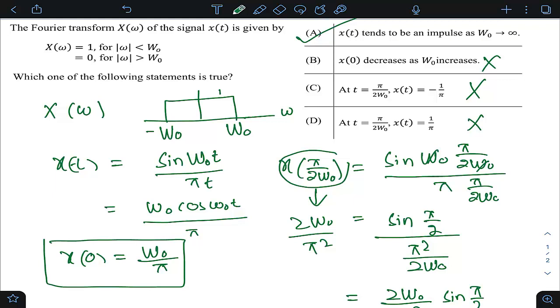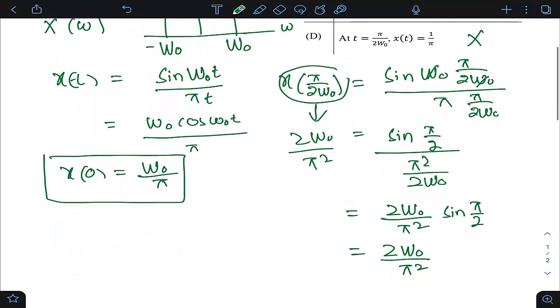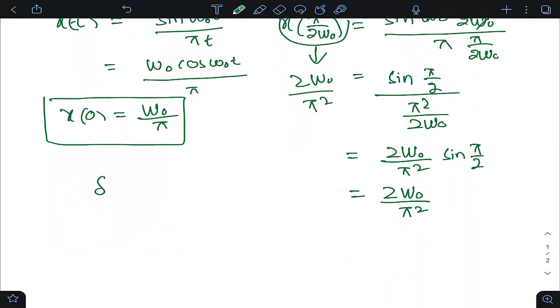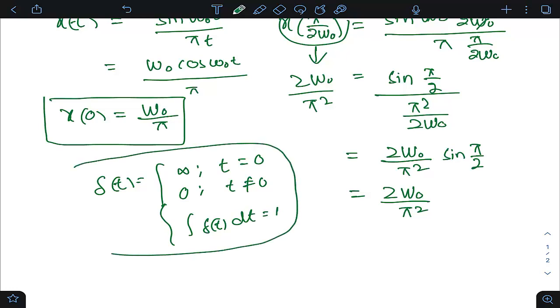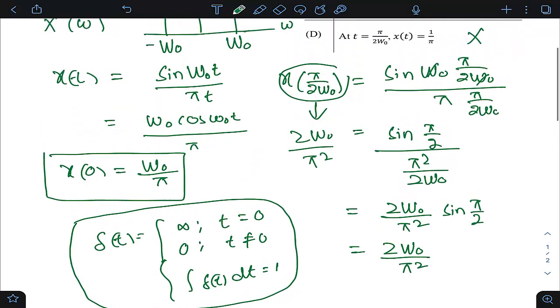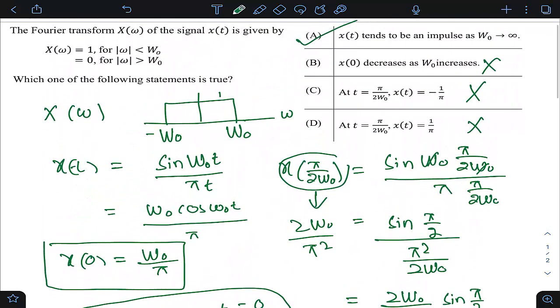What is option A telling? X of t tends to be an impulse as w naught tends to infinity. So what is the property of an impulse? If you remember the impulse function, delta t, its value is infinite when t equals 0. Its value is 0 when t is not equal to 0. And the area of this function, integral of delta t dt, happens to be 1. This is the generalized definition of the impulse function. Now what is it telling? When omega naught tends to infinity, x of t tends to be an impulse.